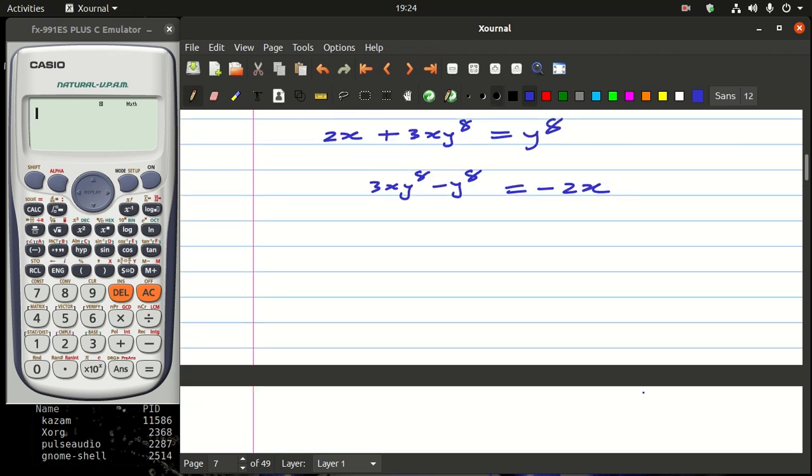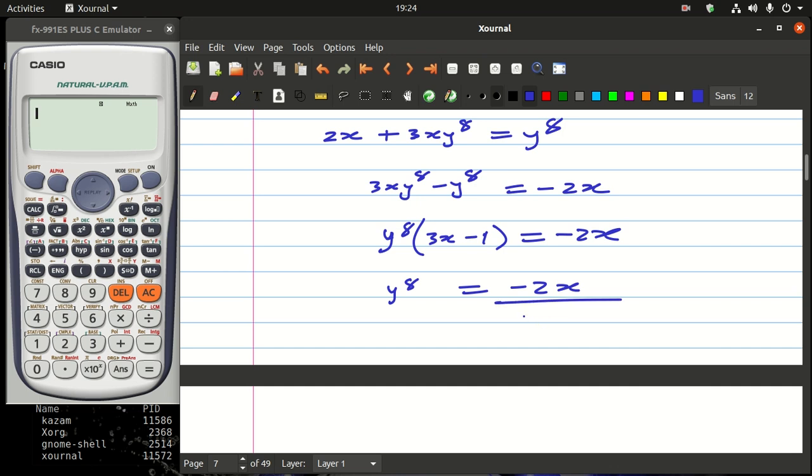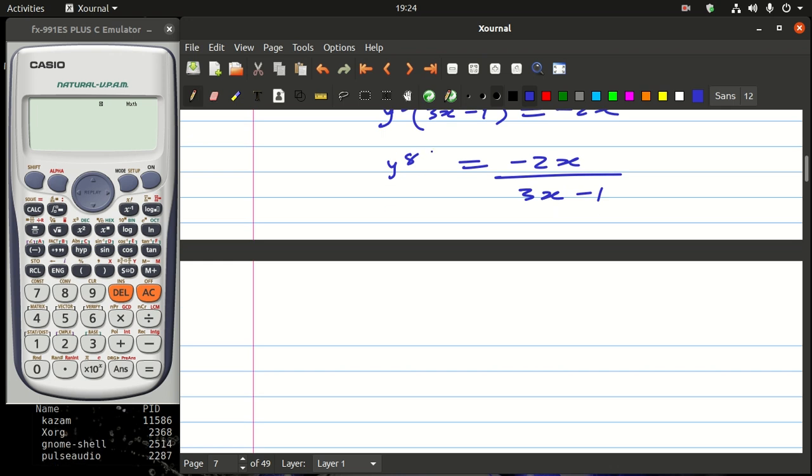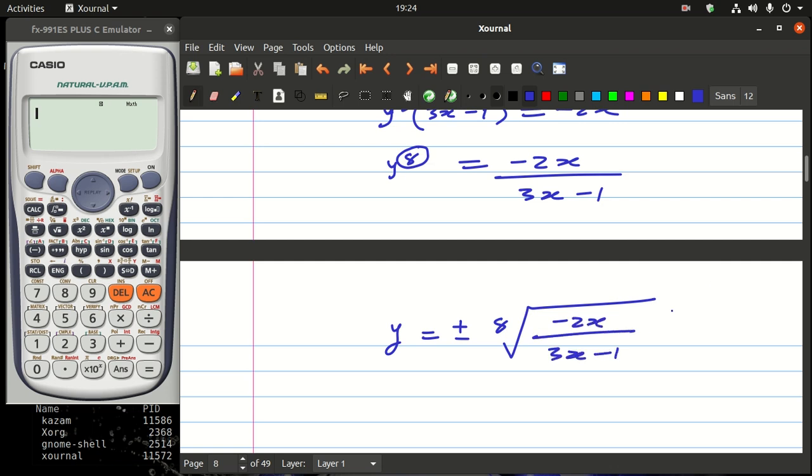And then of course, I'm going to take y to the power 8 and factor it out. And then I'll be left with 3x minus 1 is equal to minus 2x. And then of course, I'm going to have y to the power 8 is equal to, dividing by this on both sides, minus 2x all over 3x minus 1. And then solving for this, take note that this is an even number, so I will end up having y is equal to plus or minus the 8th root of minus 2x all over 3x minus 1.